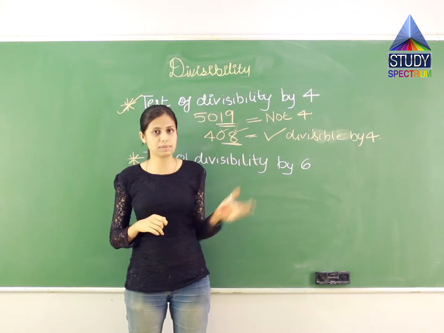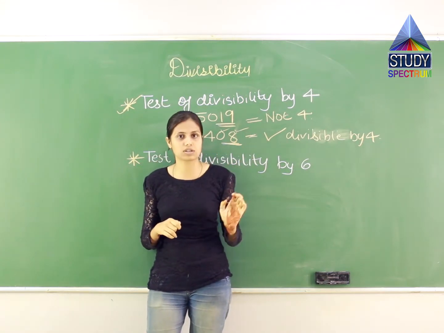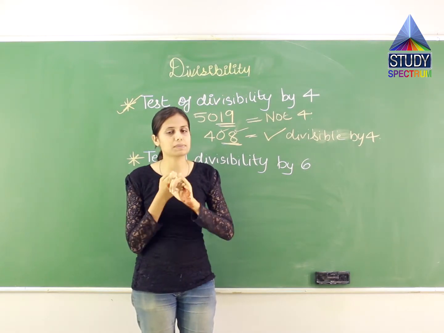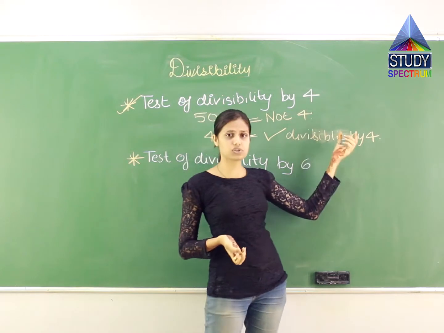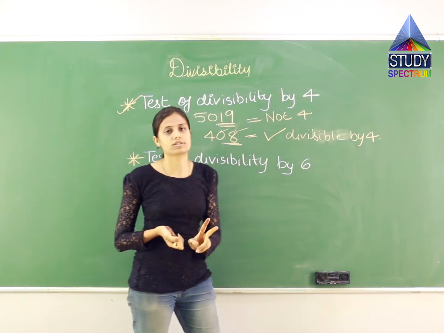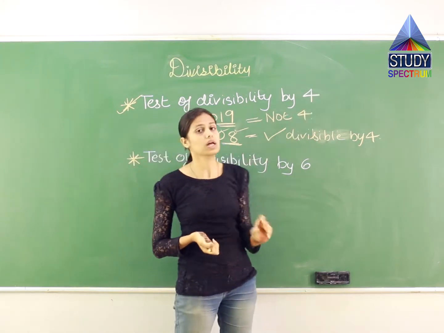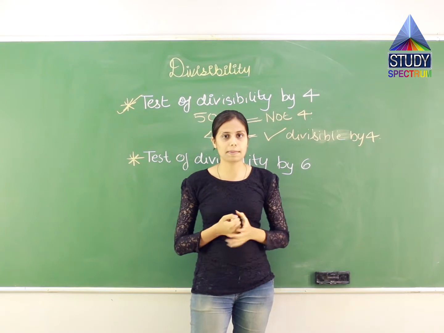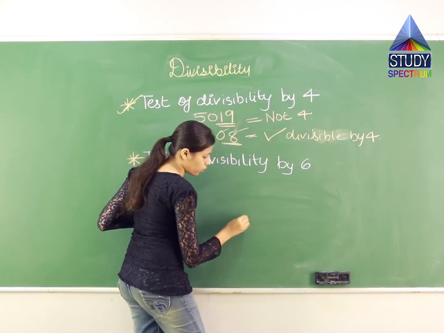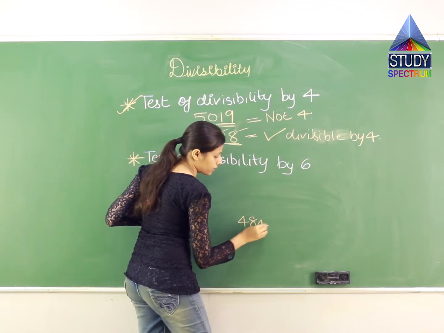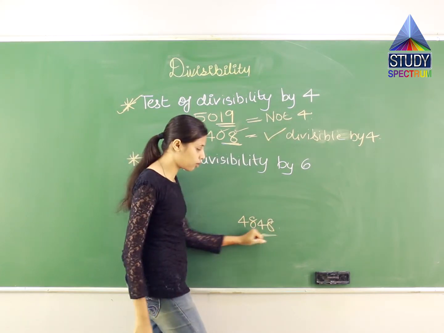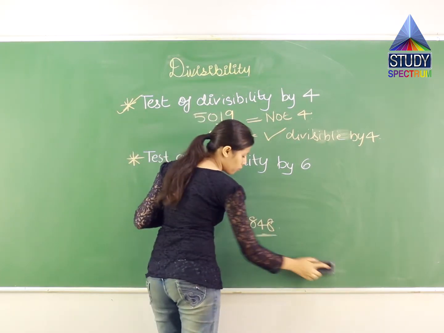In test of divisibility by 2, we were checking only the last digit. And also in divisibility by 10, in divisibility by 5, in divisibility by 2, we were checking the last digit. Over here, for divisibility by 4, you will check the last two digits. If the last two digits are divisible by 4, then the entire number is divisible by 4. You can take more examples, like suppose 4848. 48 is divisible by 4.